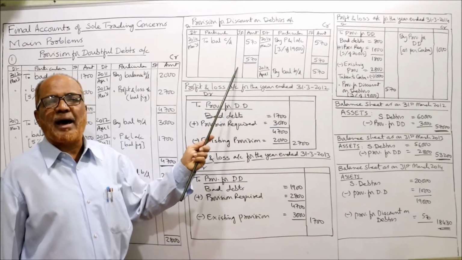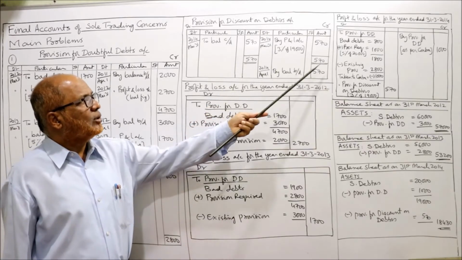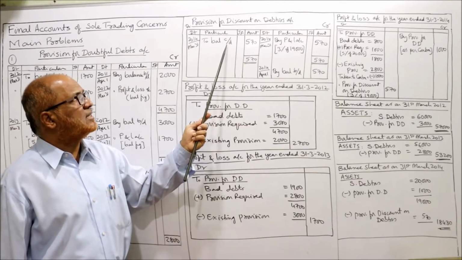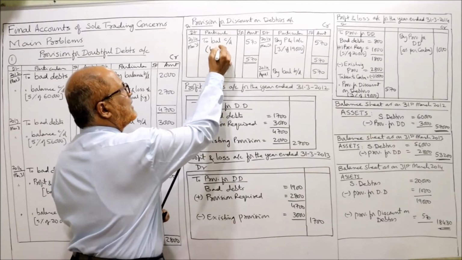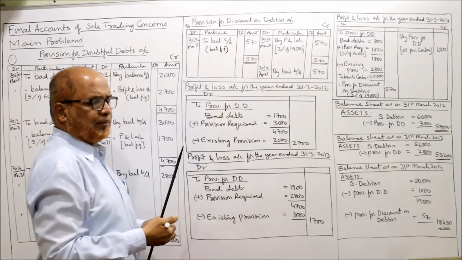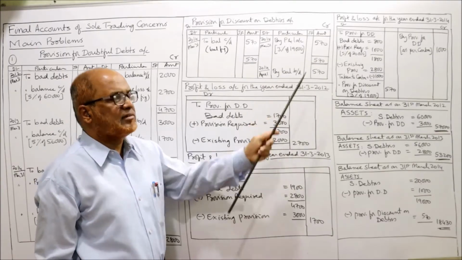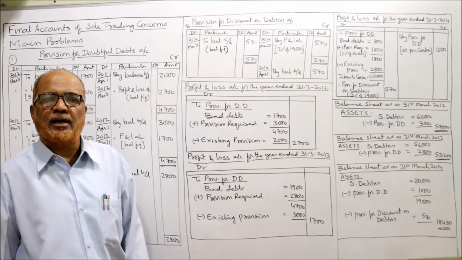Now simply take the balancing figure on the debit side. On the debit side we don't have anything. So 570 you will take to balance carried down, 570. This is the balancing figure. I'll write down here, balancing figure. Then brought down, take it on the right side, credit side, by balance brought down 570. That's it. This is the end of the account provision for discount on debtors.